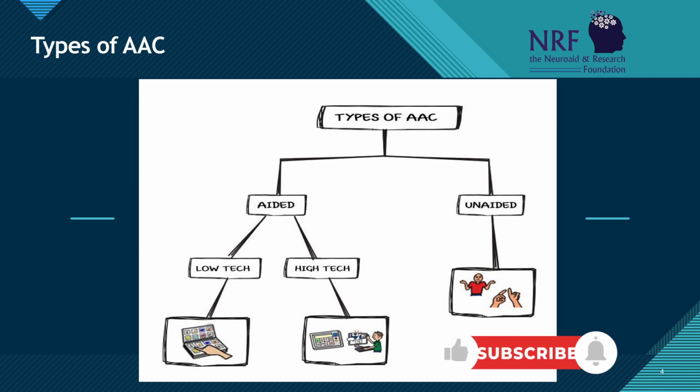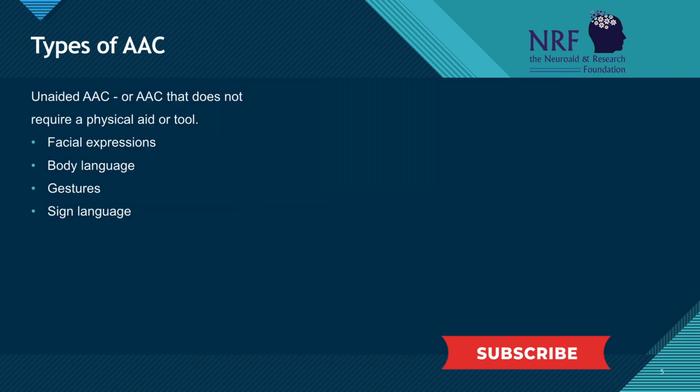Now, coming to types of AAC. AAC is of two types, aided and unaided. Let's look at these. Unaided AAC or AAC that does not require a physical aid or tool. Facial expressions, body language, gestures, and sign language fall under this. When you find your child smiling, making an uncomfortable expression, the body language being different, gesturing at something that they want with their palm, with their pointing, or maybe grabbing your hand and dragging you towards the object of desire. These are ways in which the child is trying to communicate. This falls under unaided AAC.